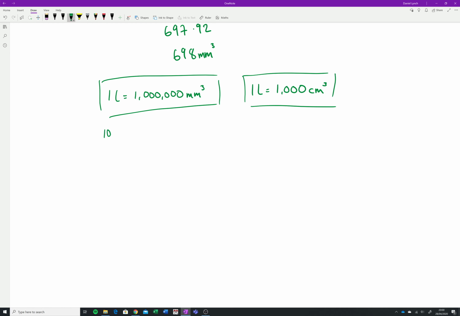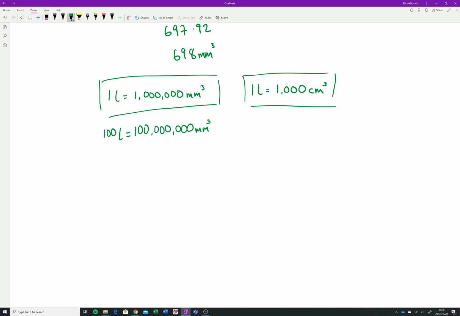So what do we have? We're going to have 100 liters apparently. So we've got 100 of these things. What are these? These look like millions. They are. So we have 100 million millimeters cubed. Okay, so if we're going to lose 5%, well, think about it.